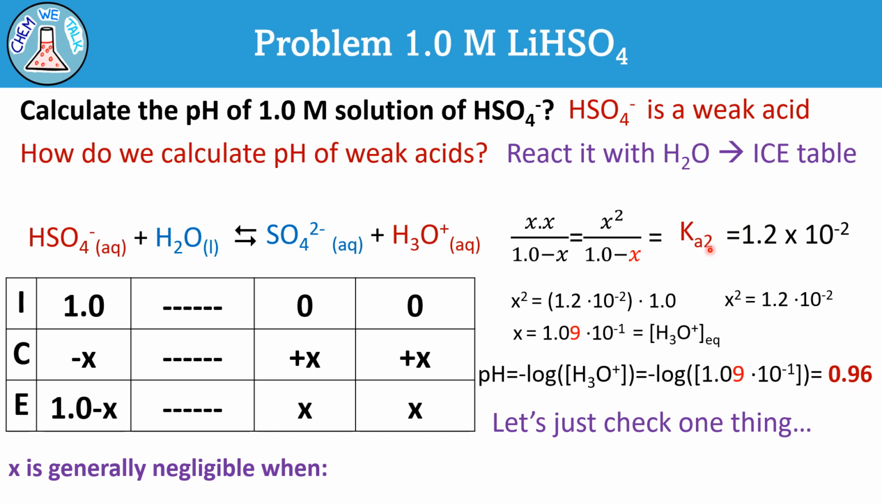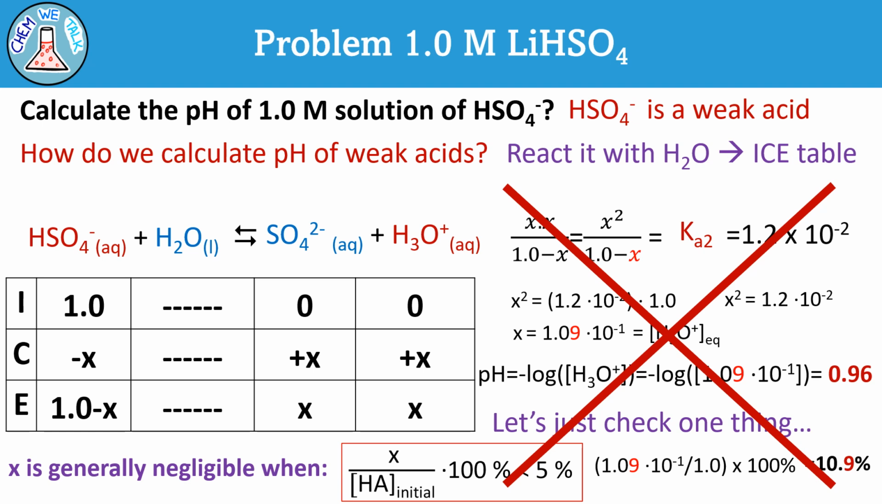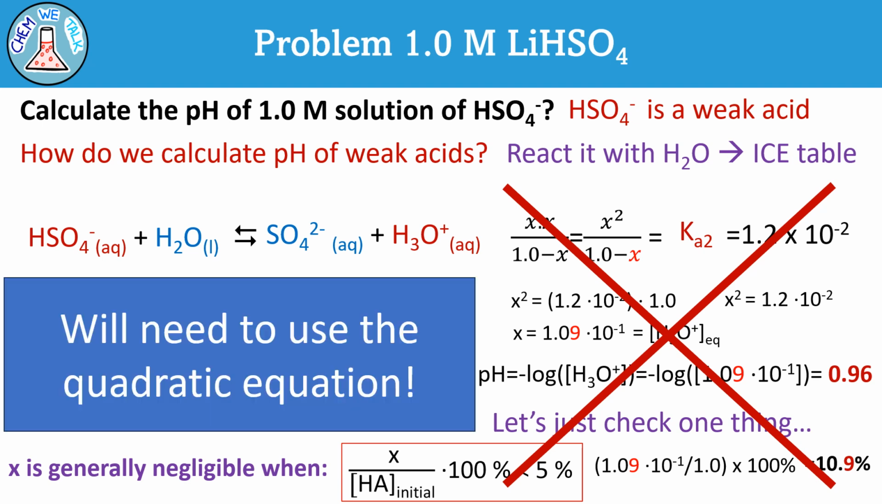Remember, the cases where we can assume that x is negligible is only when x divided by your initial concentration times 100 is less than 5%, which means that your percent ionization is less than 5%. Let's just double check one thing here. Our x was 1.09 times 10 to the negative 1. Our initial concentration was 1. And once we multiply that by 100, we get 10.9%. So it turns out that, unfortunately, we need to use a quadratic equation, and it's going to take a little longer to do it.